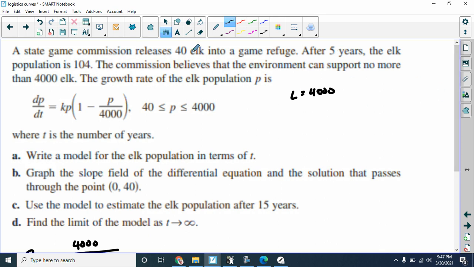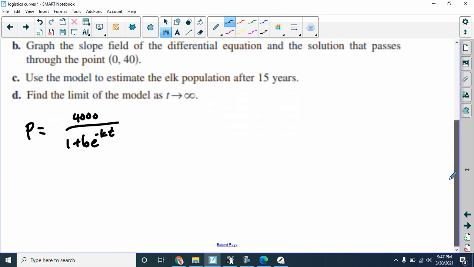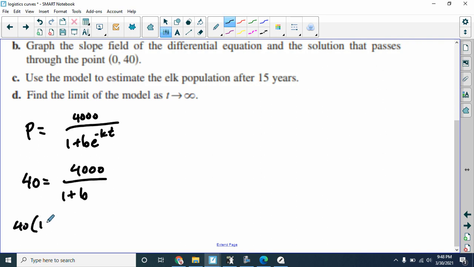So let's start with at time 0, we have 40 elk. So if I plug in 0 for time and 40 for number of elk, my equation would look like this. E to the 0, which is 1. So I can now solve for B. Multiply both sides by 1 plus B. Divide by 40. Subtract 1. And I get B equals 99. So plug 99 in for our B.